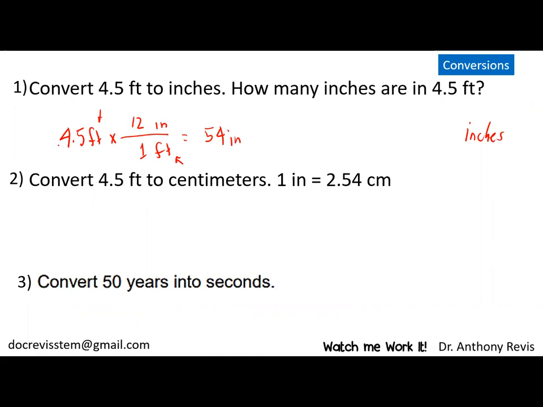And that's a good number because my original given has two sig figs in it. So my answer better have two sig figs, 1, 2. I count them. I square in that. That's my final answer. Well, this next one, convert 4.5 feet to centimeters.